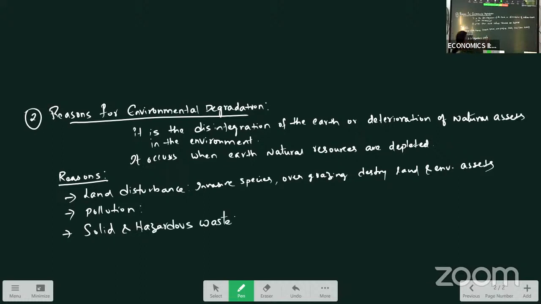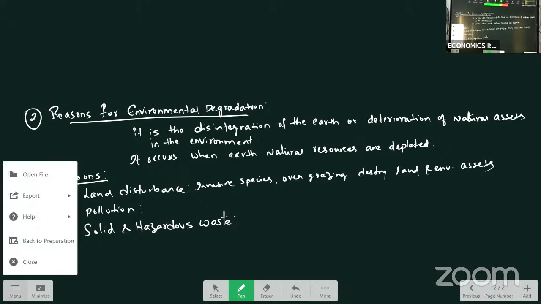Solid and hazardous waste which is released in the environment. Many cities, particularly in developing countries, generate more solid waste and it affects human health and productivity. Also, it spreads diseases. Solid and hazardous waste pollute groundwater resources. And e-waste is another important and growing hazardous waste. Electronic waste is one of the fastest growing waste streams worldwide.